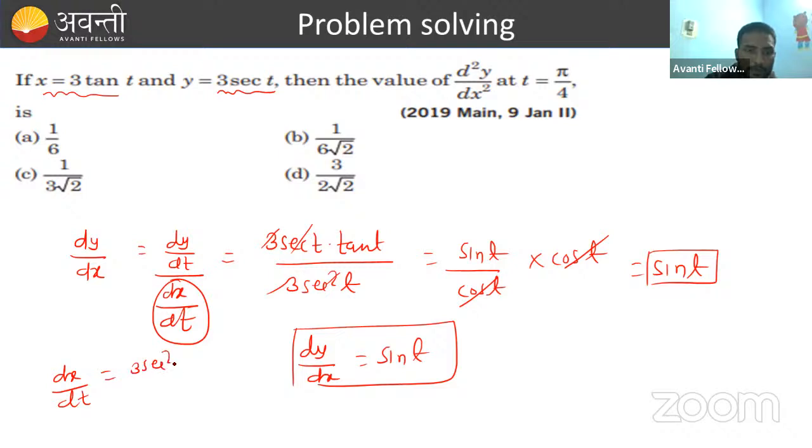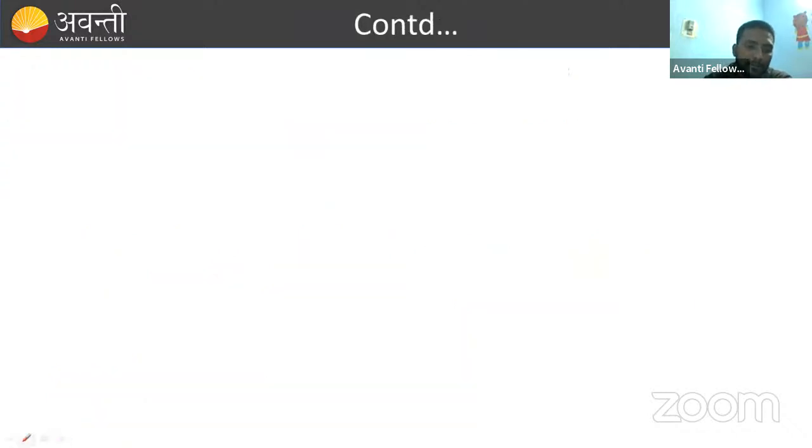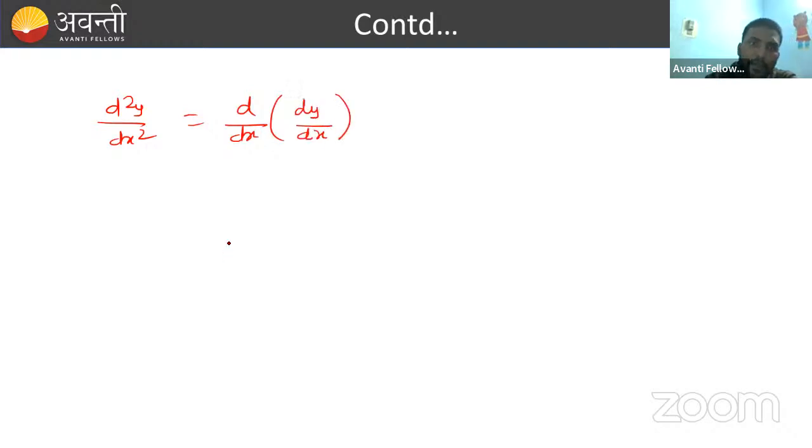dx by dt is 3 sec square t, and dy by dt is 3 sec t tan t. Now we have to find d2y by dx square, right? So first we will find d2y by dx square. d2y by dx square means what? It is d by dx of dy by dx, right? And just now we have found what dy by dx is.